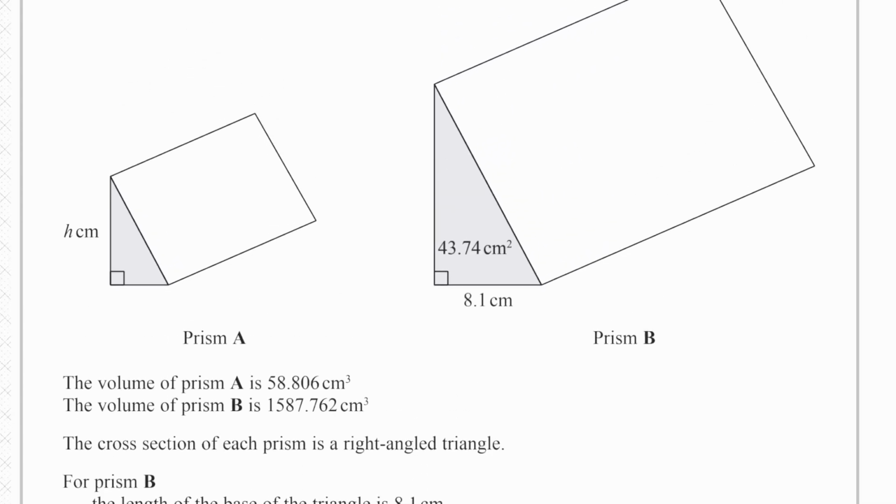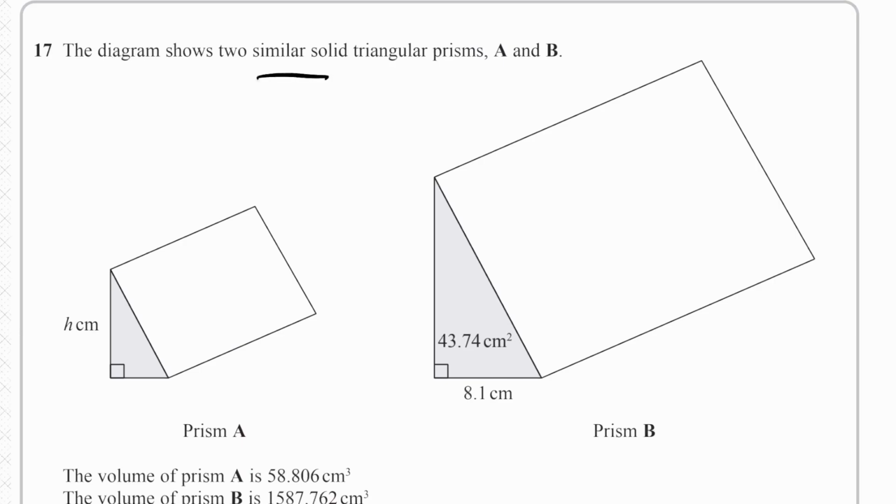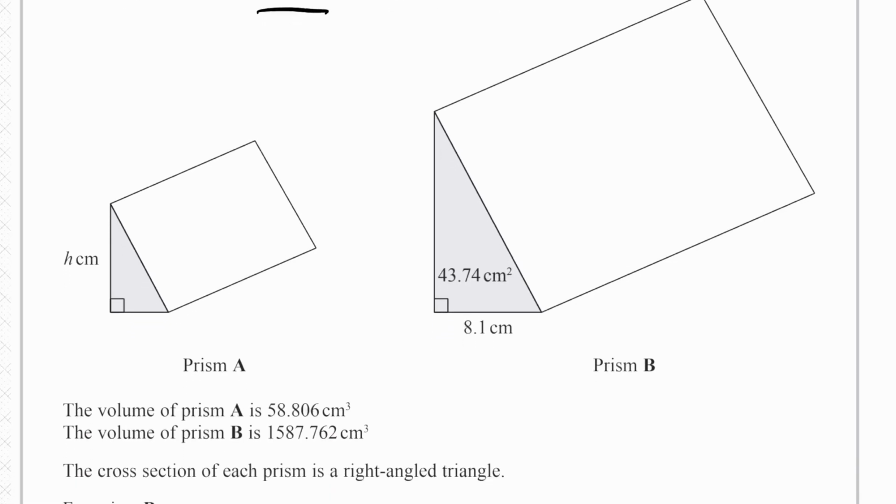So the first thing we can do is basically recognize that these are 2 similar solid triangular prisms. That means that the ratios and proportions of the lengths are going to be similar. So what we can do is, well, they're going to be the same because they're similar triangular prisms. So what we can do is work out the ratio of the volumes.